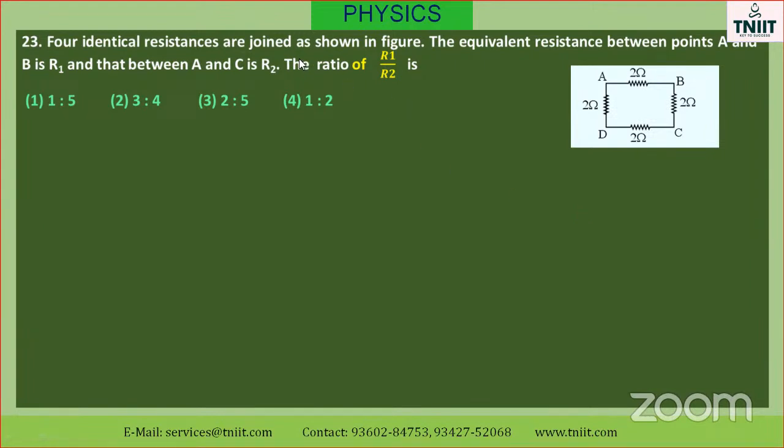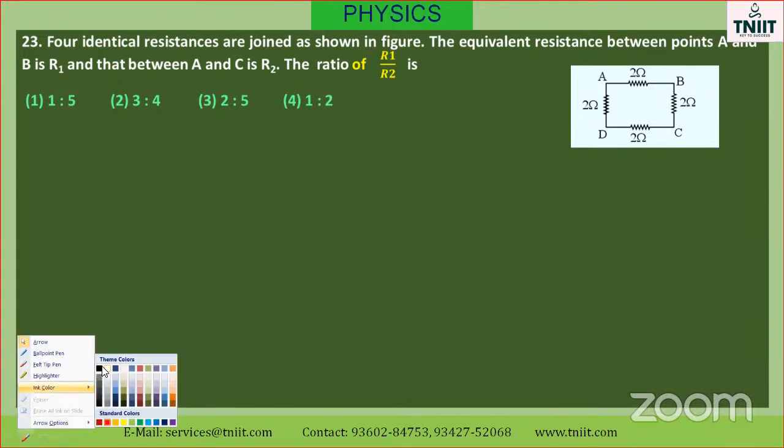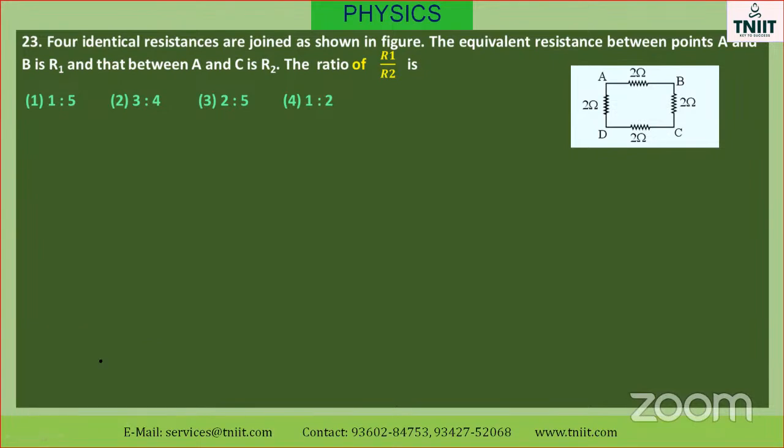How many identical resistors are there? There are 4 identical resistances joined. They are asking you to find the equivalent resistance between A and B, that is R1, and then between A and C. First, let me write the resistors here.